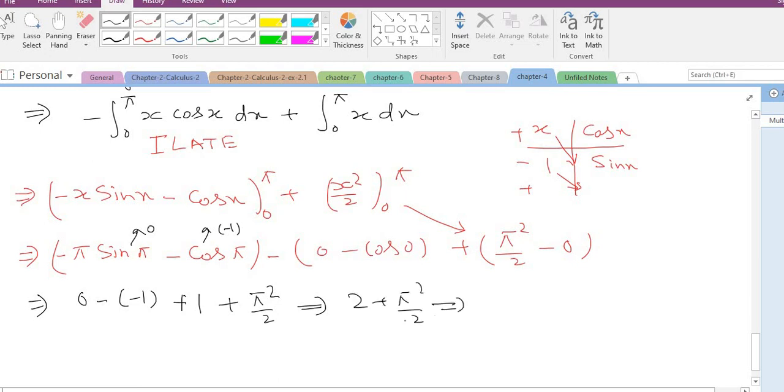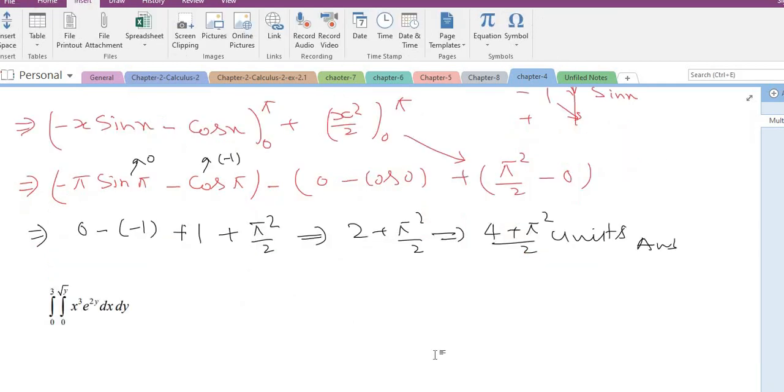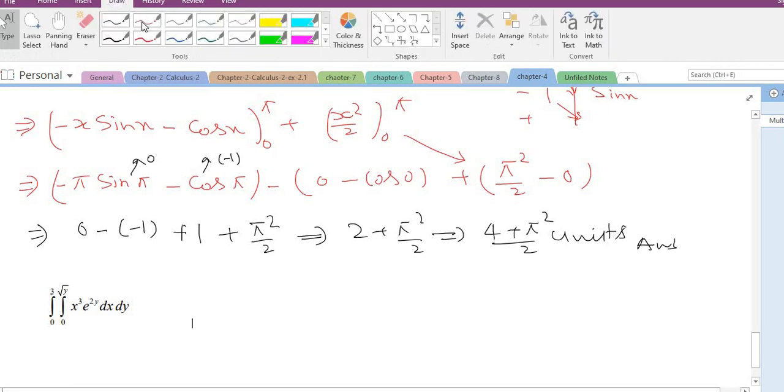So you can simplify it, 2 multiplied by that means 4 plus pi square by 2 unit. This is the answer of that question. Now I am going to pick another example from that one, exercise 4.2.